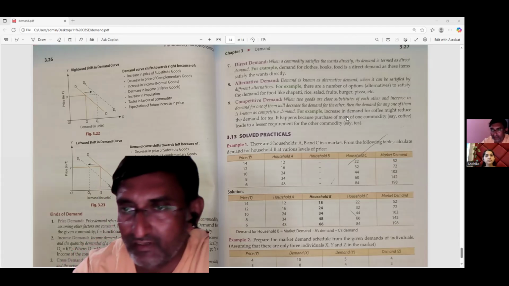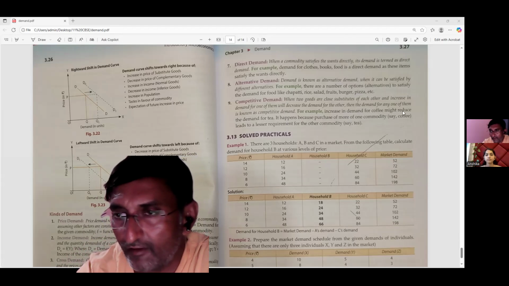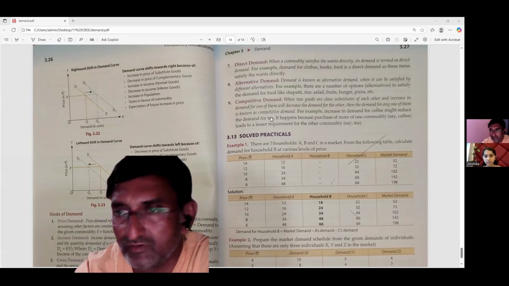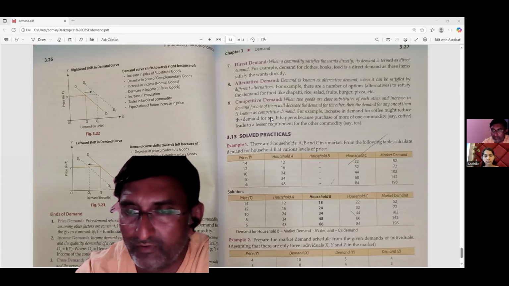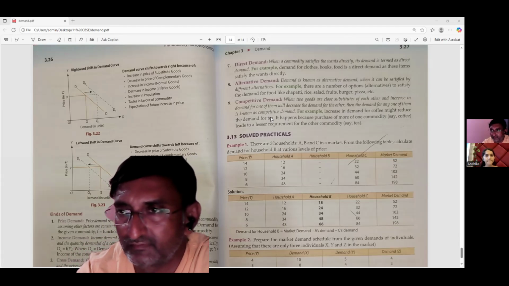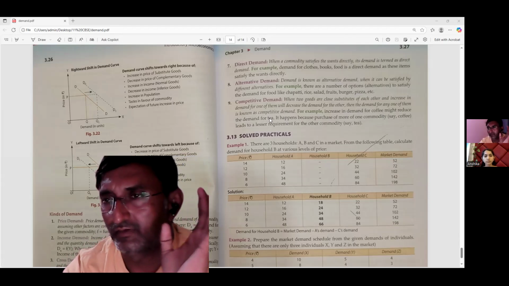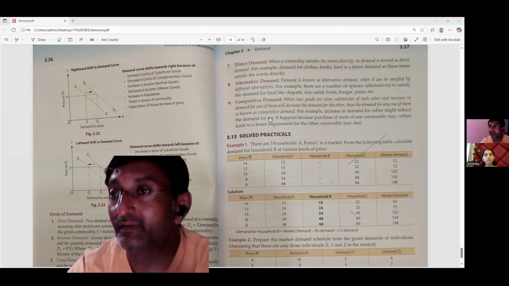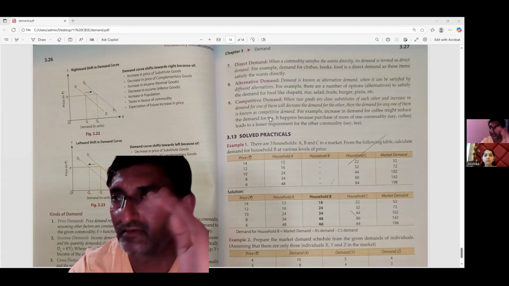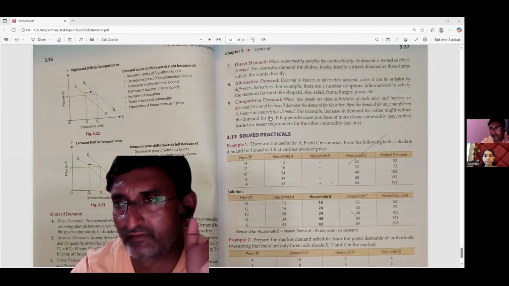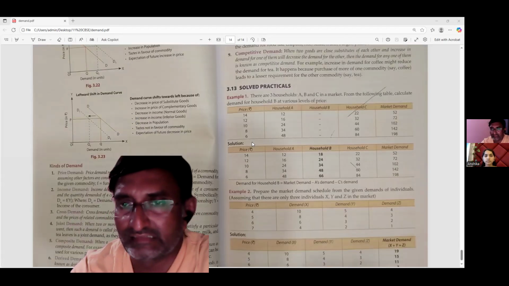Competitive demand: increasing demand for coffee might reduce the demand for tea, because if the coffee price is decreasing, then tea demand will be decreasing, because coffee demand will be increased as the coffee price is decreased. That is called competitive demand, right? So these are the examples.